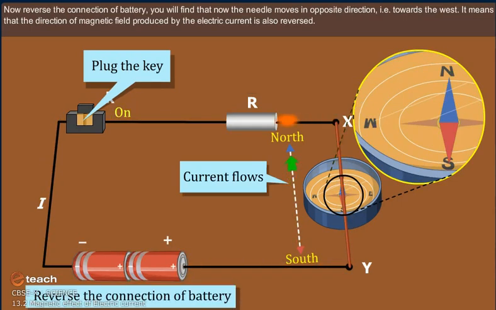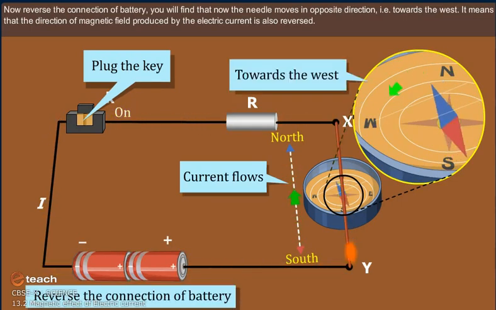Now reverse the connection of the battery. You will find that now the needle moves in the opposite direction, that is, towards the west. It means that the direction of the magnetic field produced by the electric current is also reversed.